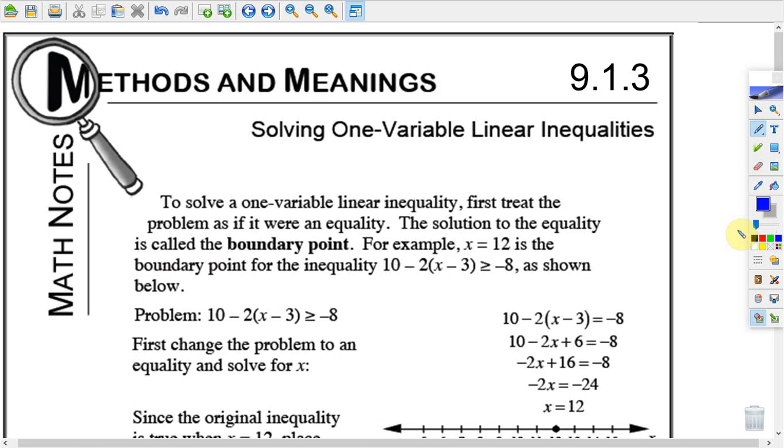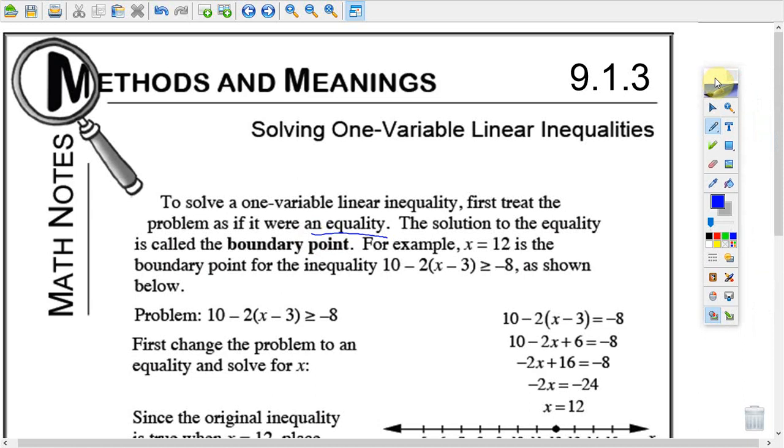Alright folks, here we are, 9.1.3, solving one variable linear inequalities. To solve a one variable linear inequality, first treat the problem as if it was just an equality, or just a regular equation, okay? The solution to the equality is called a boundary point. For example, x equals 12 is the boundary point for the inequality below.